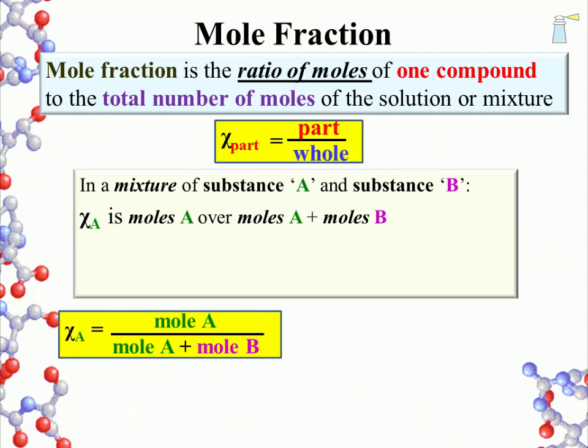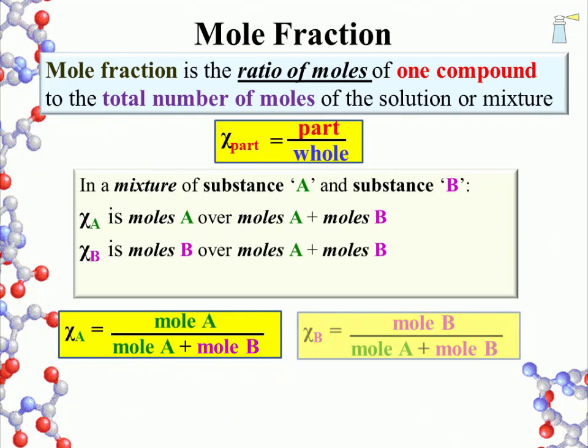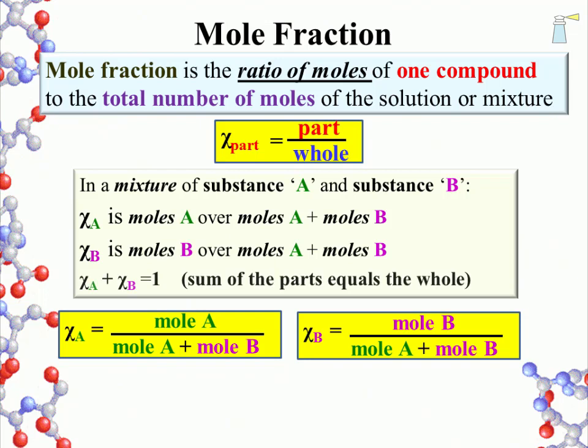That might be easier to follow in fraction form. The part, moles of A, over the whole, moles of A and moles of B. Additionally, the mole fraction of B is moles of B over moles of A plus moles of B, the part, moles of B, over the whole, moles of A plus moles of B. Because the sum of the parts must equal the whole, the mole fraction of A plus the mole fraction of B equals 1.